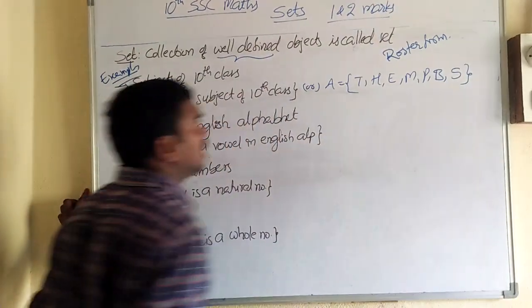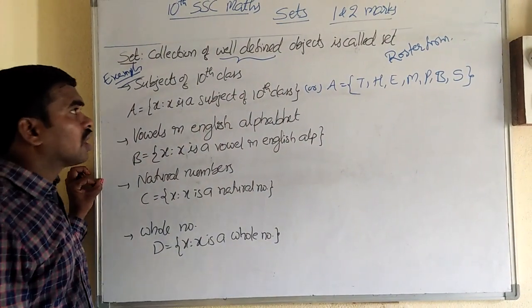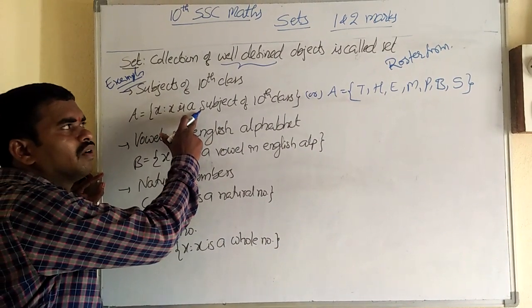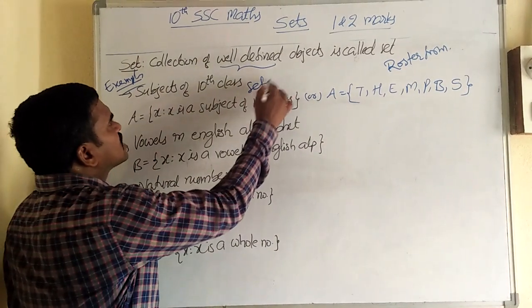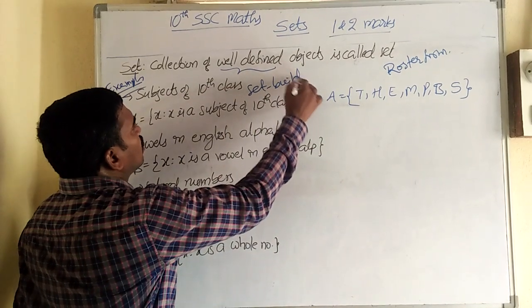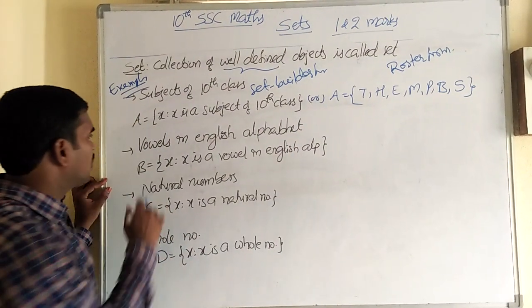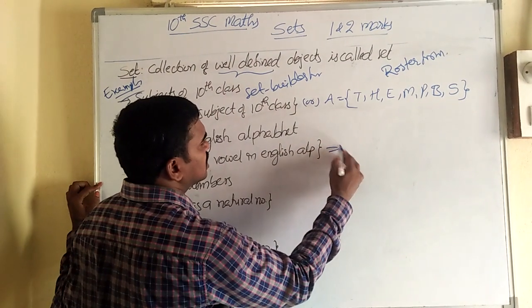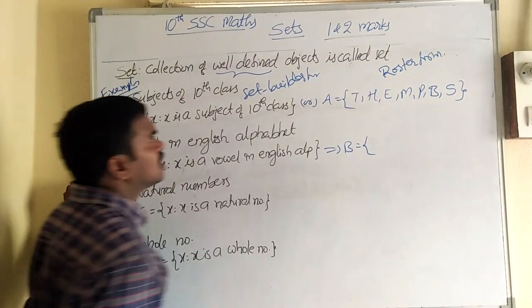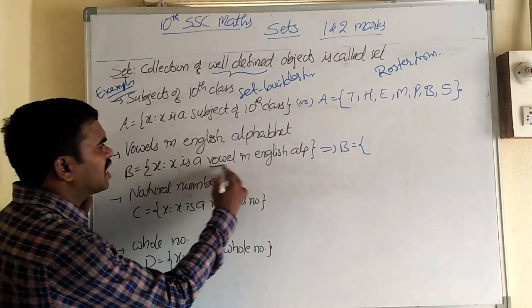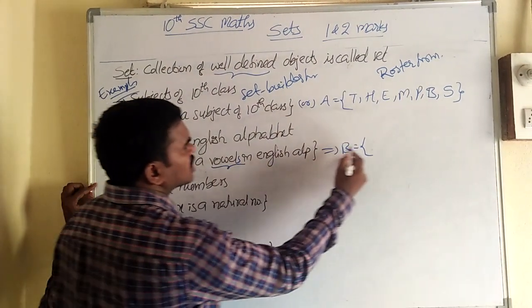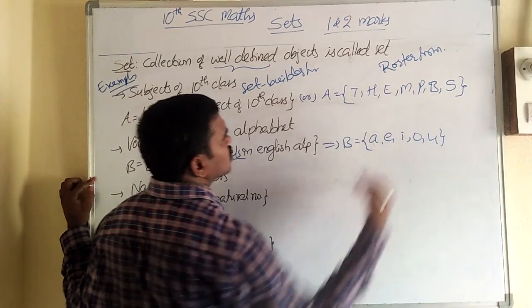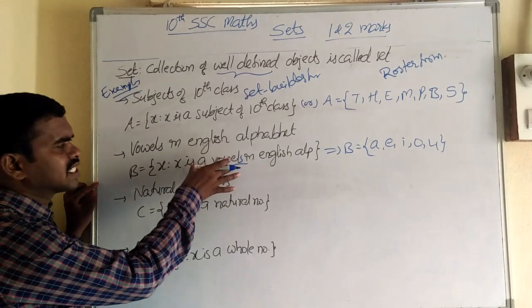Here the most important thing is that we should be able to write the roster form when the set builder form is given. So this is called set builder form. For example, for this, x is a vowel in the English alphabet. How can we write the roster form? What is the statement here? Vowels in English alphabet. What are the vowels? A, E, I, O, U. So this is the roster form. This is the set builder form.